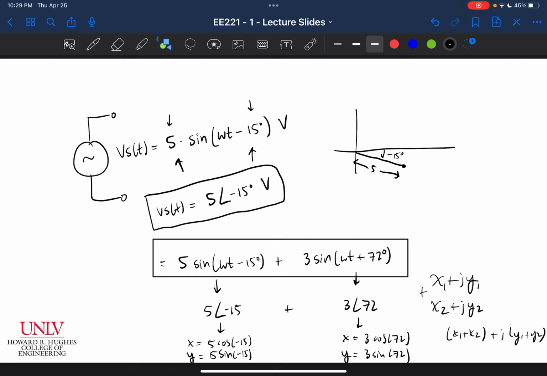Instead of having to use trig identities and all this ugly math in the time domain, I can go right into the complex domain and make the math much, much easier for myself. So that is why we're doing all this. That's the reason for phasors.